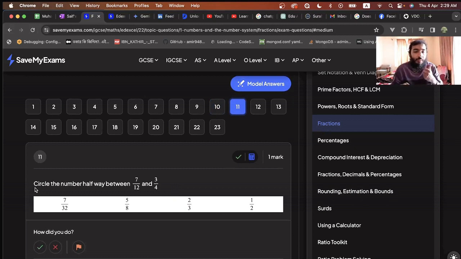It says, circle the number between these two numbers, 7 by 12 and 3 by 4. So you have to find the midpoint, or the mid number, of 7 by 12 and 3 by 4. There are 4 options given: 7 by 32, 5 by 8, 2 by 3 and half, but we will not focus on the options. We will just find the midway.